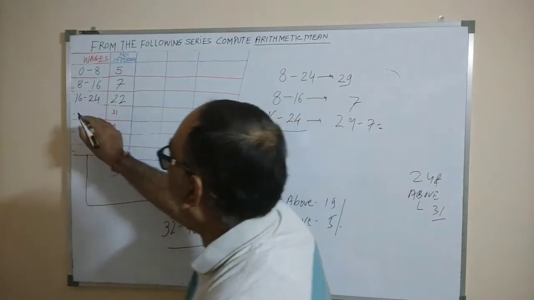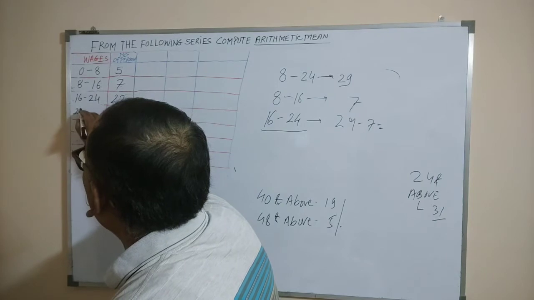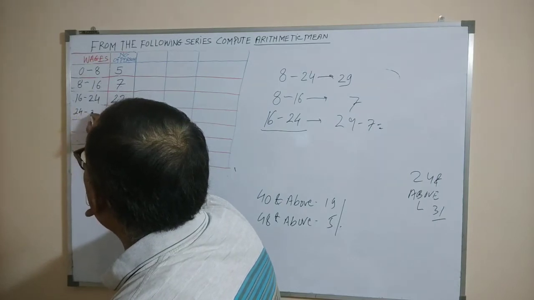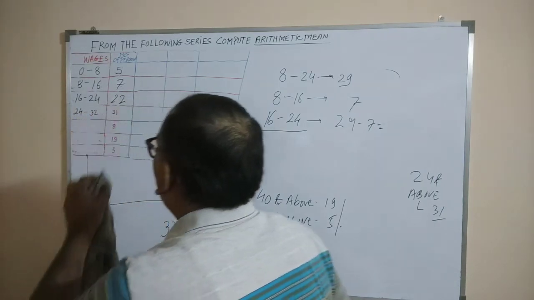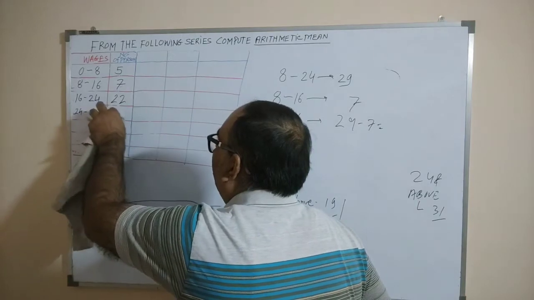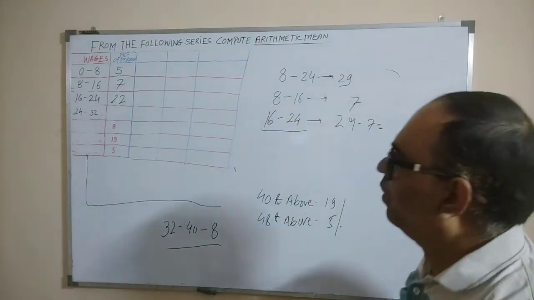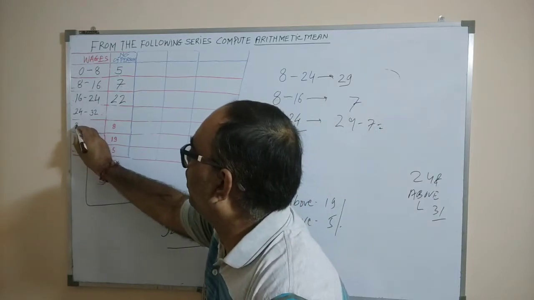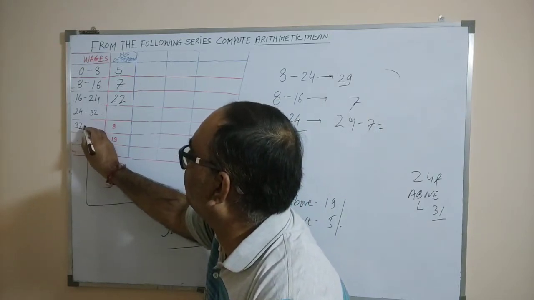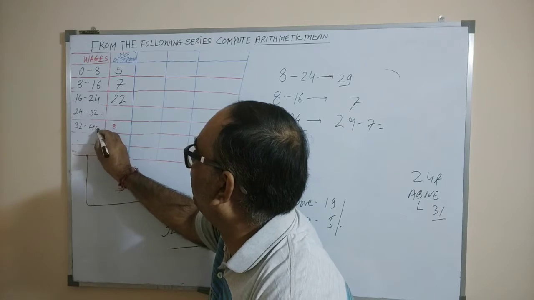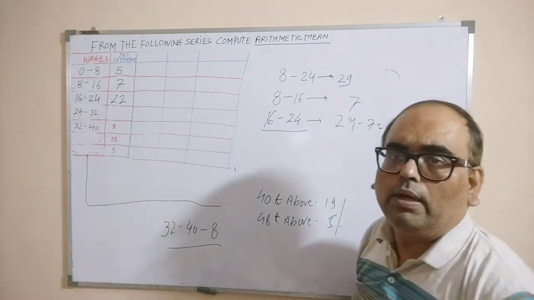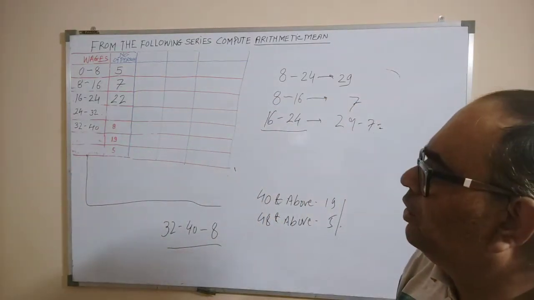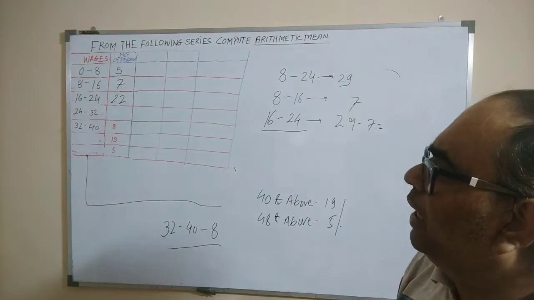Next, we need to find how many persons are getting wages between 24 to 32. We will leave it for a while, and we will calculate it after a little while. One value, 32 to 40, is given in the question. We just need to note it down. 32 to 40 wages are given to 8 persons.